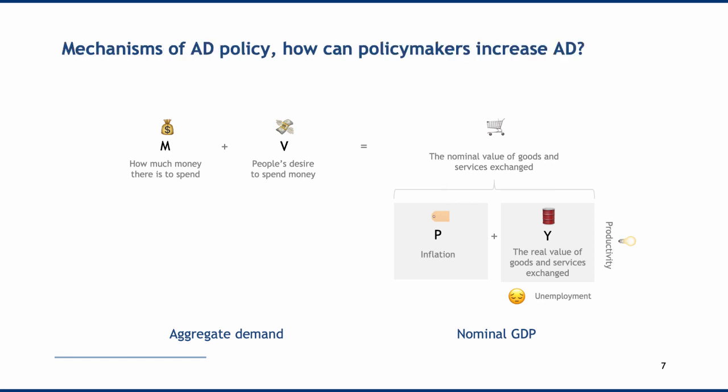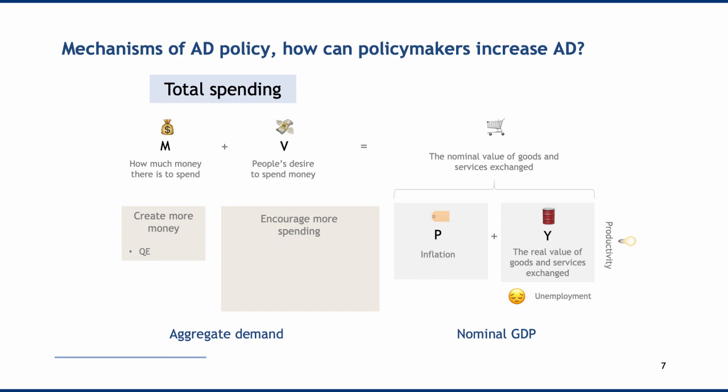Now, if we think about aggregate demand policy or aggregate demand management, we can think about different ways in which policymakers can affect aggregate demand. Remember, total spending is aggregate demand. One way that we can increase total spending is by simply creating more money. If we think of quantitative easing as essentially referring to a change in the absolute amount of money available, then one way we can affect total spending is by having more money. The other way to increase total spending is to affect people's desire to spend money. So how do we encourage more spending? We can reduce interest rates, we could reduce taxes, or we could increase government spending.